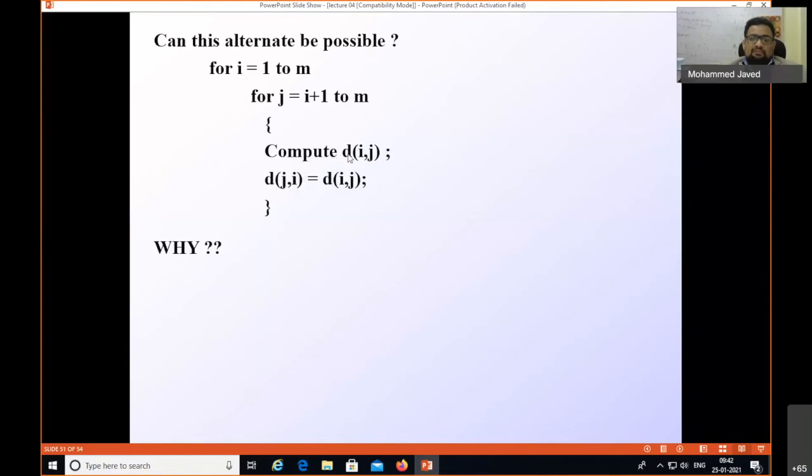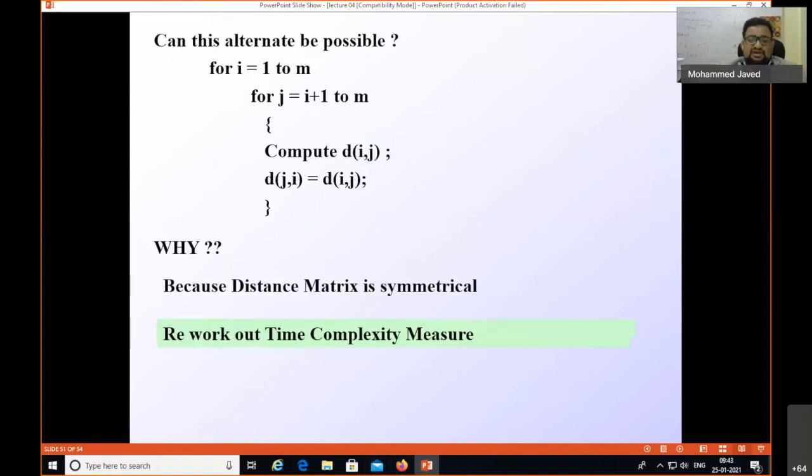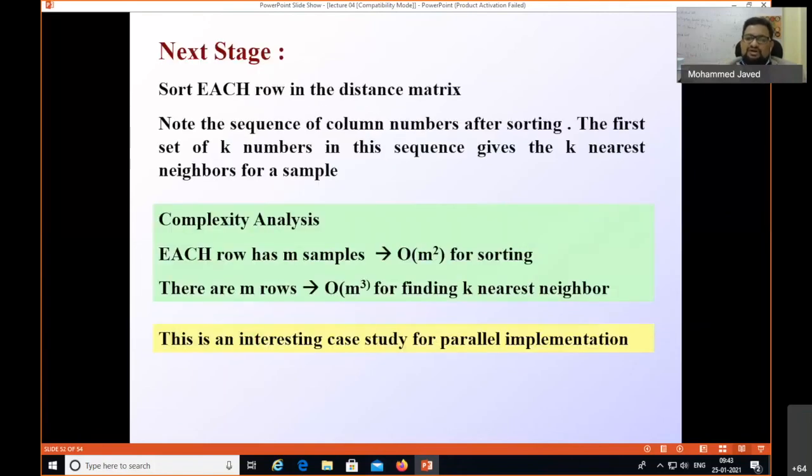By just putting the statement: compute D of I comma J and simply substitute it where there is a D of J comma I, right? So you will simply reduce half of the time here, because the distance matrix is a symmetric matrix. Rework out the time complexity. So what will be the time complexity in this particular algorithm? That needs to be analyzed.